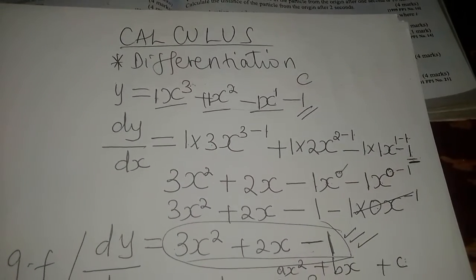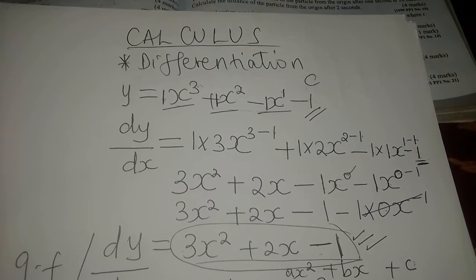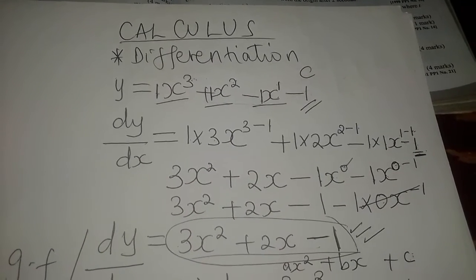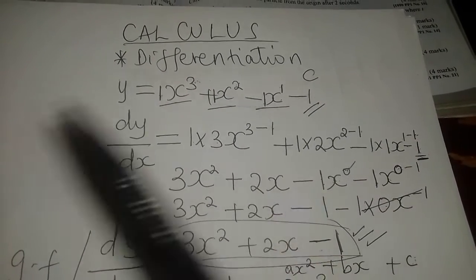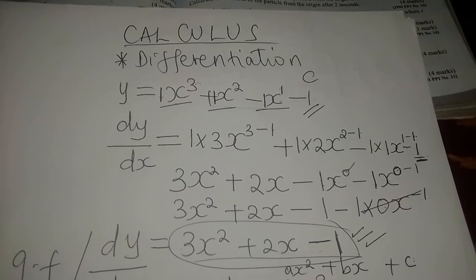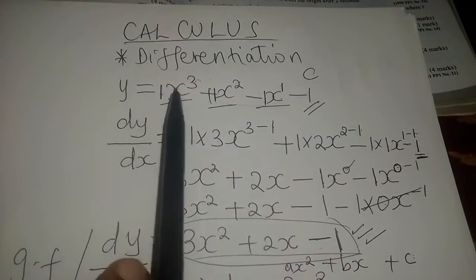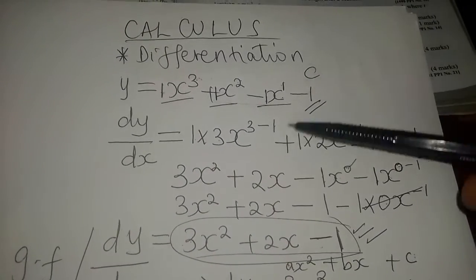You should be able to trace this. Just in case you want to get the turning points or the stationary points of a curve, you've been given this from what I was doing in my previous video. The question reads: y equals x cubed plus x squared minus x minus 1. So I want to proceed from where I left.